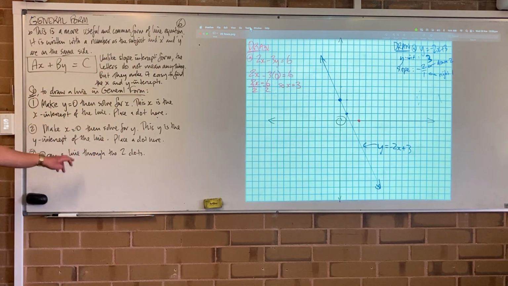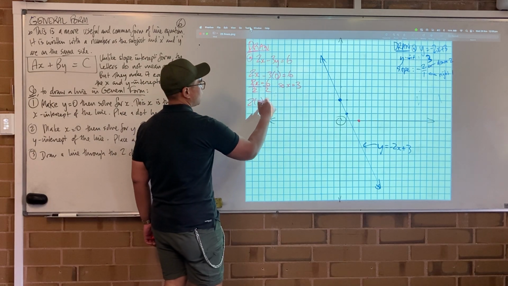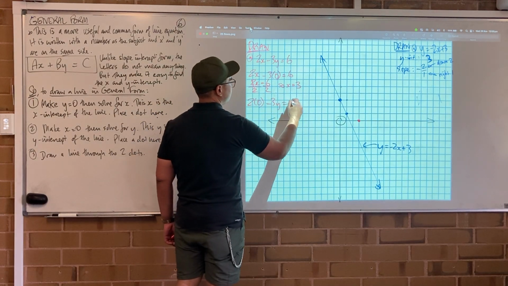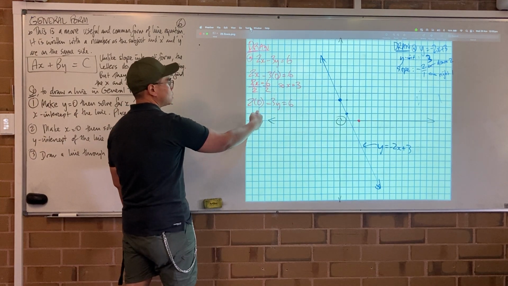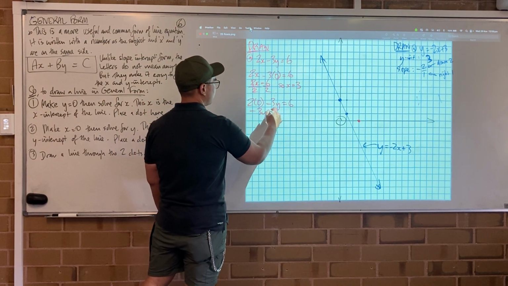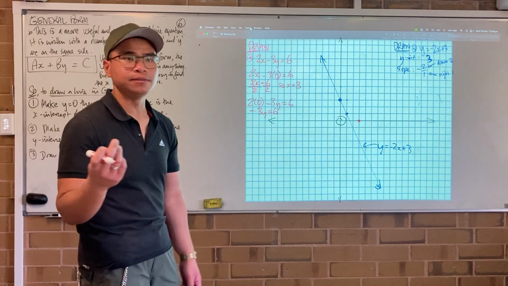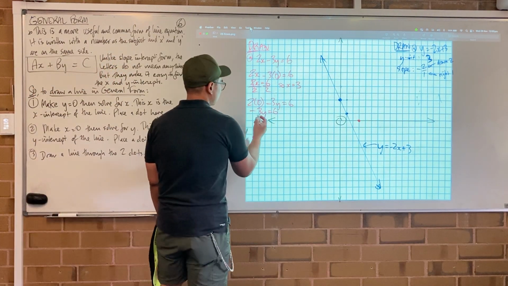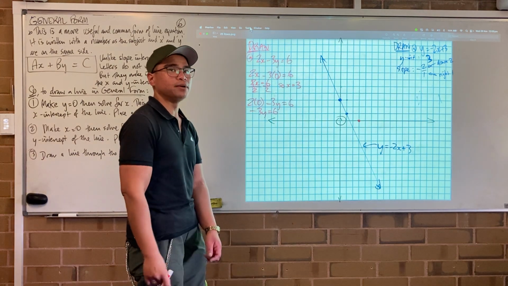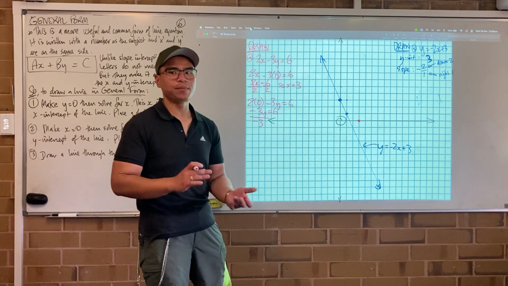So step 2, make x equal 0 this time. So 2 lots of nothing take 3y equals 6. What's 2 lots of nothing? Nothing. So you've got negative 3y is equal to 6 left over. What's negative 3 doing to y? Times. So what's the opposite of timesing something by negative 3? What do I have to do the other side to keep it balanced?